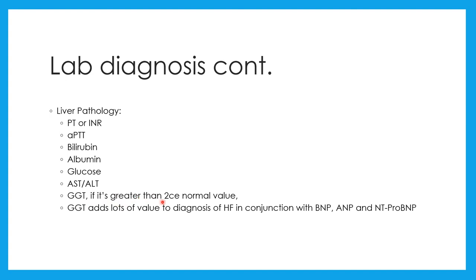GGT, if it is greater than twice the normal value, then we know we are running into trouble. GGT will add lots of value to the diagnosis of heart failure in conjunction with BNP and NT-proBNP. So, is this new to you? Really? Okay, just grab it. If GGT is greater than twice the normal value, and you are getting abnormal values with BNP and NT-proBNP, then you're on the right track to make an accurate diagnosis of this very horrible condition called heart failure.